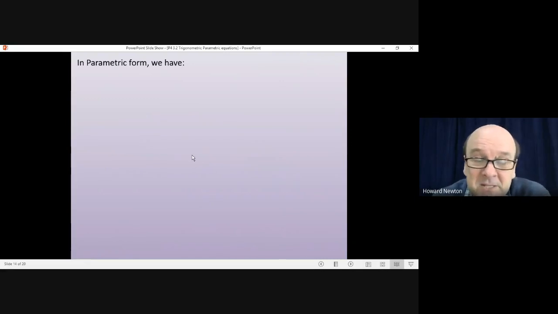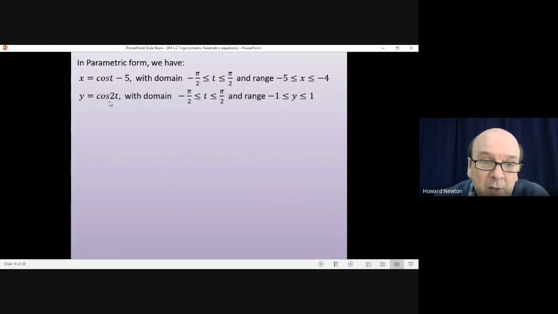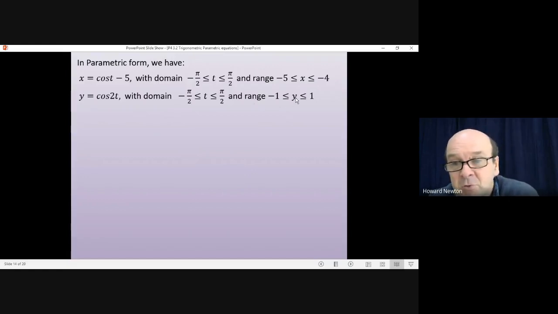So what have we done? That's the end of the question, by the way, but we'll just quickly revisit exactly what we've done to make things clear. So in parametric form, we had two parametric equations. First of all, x equals cos t minus 5, which had a domain of t from -π/2 up to +π/2, and we worked out the range, and the range for that function was from -5 to -4. The other parametric equation was y equals cos 2t. In the question, we were told that that went from -π/2 to +π/2, and that the range of that function was from -1 up to +1.